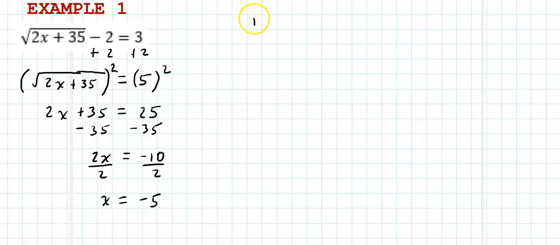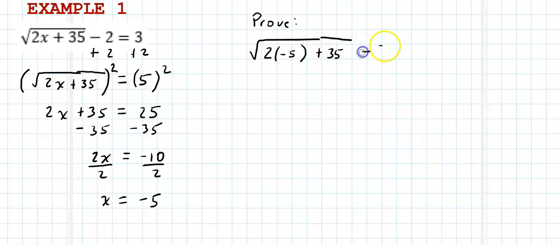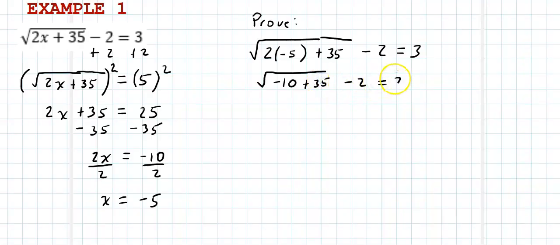If we need to prove the solution, we need to substitute the value in the equation. So the square root of 2 times the value of x, that is negative 5, plus 35, minus 2 is equal to 3. The product is negative 10, so the square root of negative 10 plus 35, minus 2 equals 3.